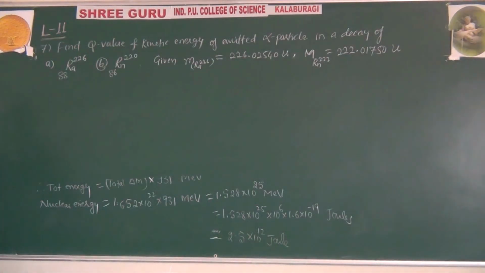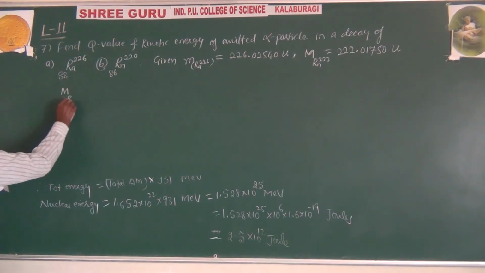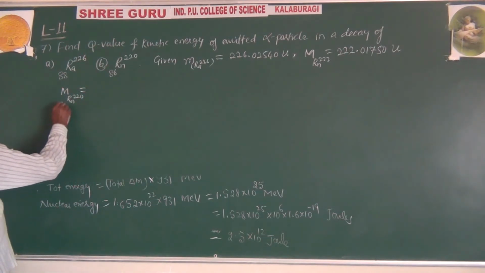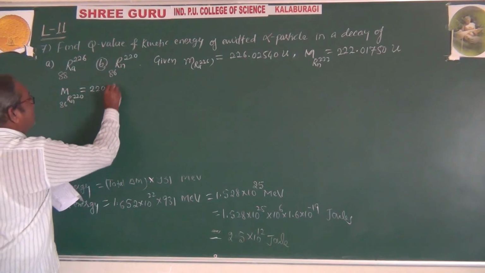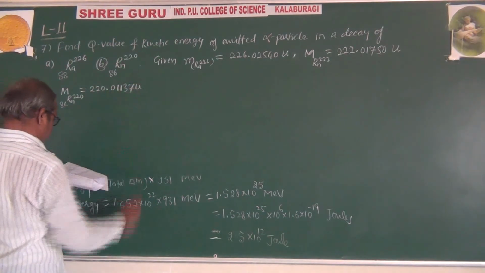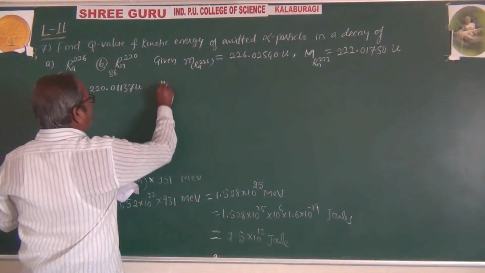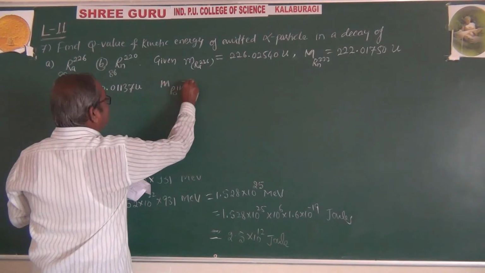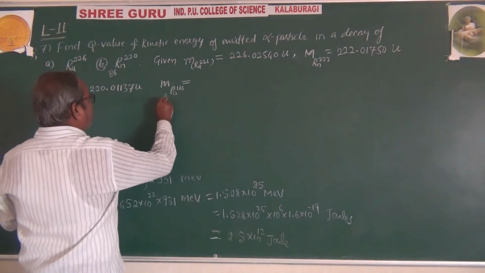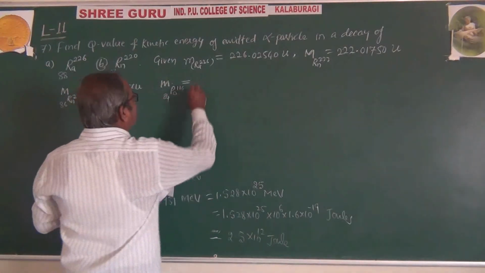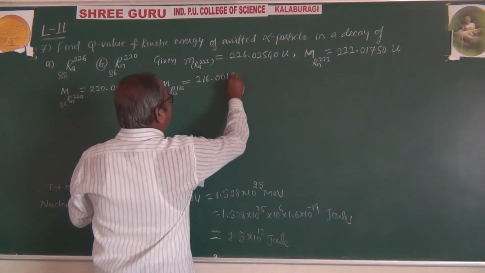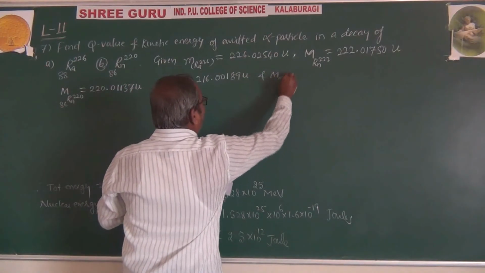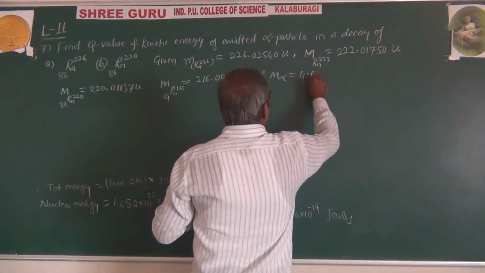Mass of radon 220 equal to, here 86, we will get 220.01137 U. Mass of polonium 216, here 84, will get mass number 216.00189 U, and mass of alpha particle is 4.0026.